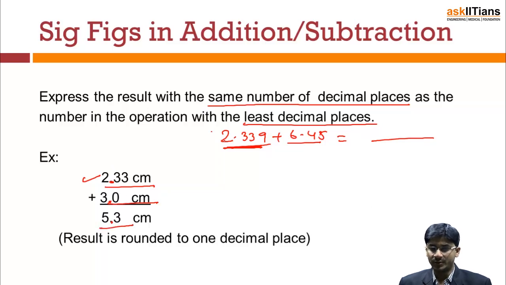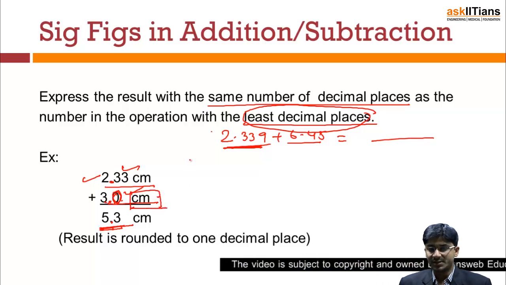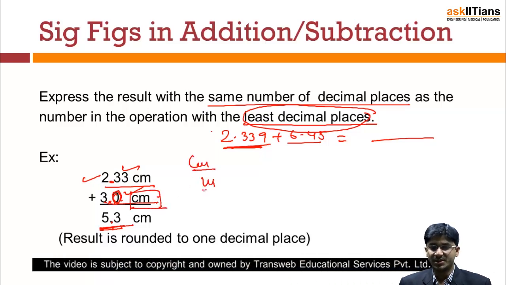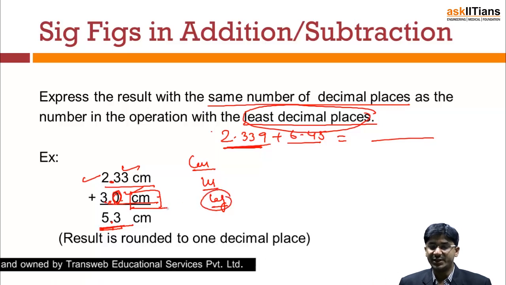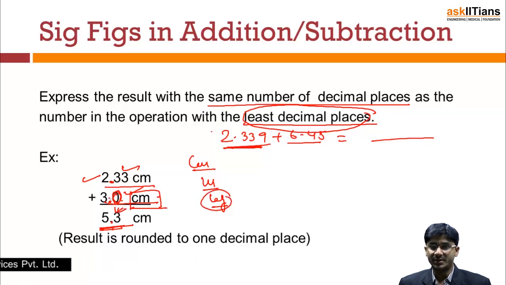Now you have to look for the least decimal places in these two numbers. What are the least decimal places? As you can see, it is 3.0 centimeter. So the result is rounded to 1 decimal place. Now you may wonder why I have taken this 0 as a significant digit. There is an exception here. If something is given regarding a measurement, if something is given in centimeter, meter or kg, in that case we take this value as significant in the measurement. So you have to keep this in mind.